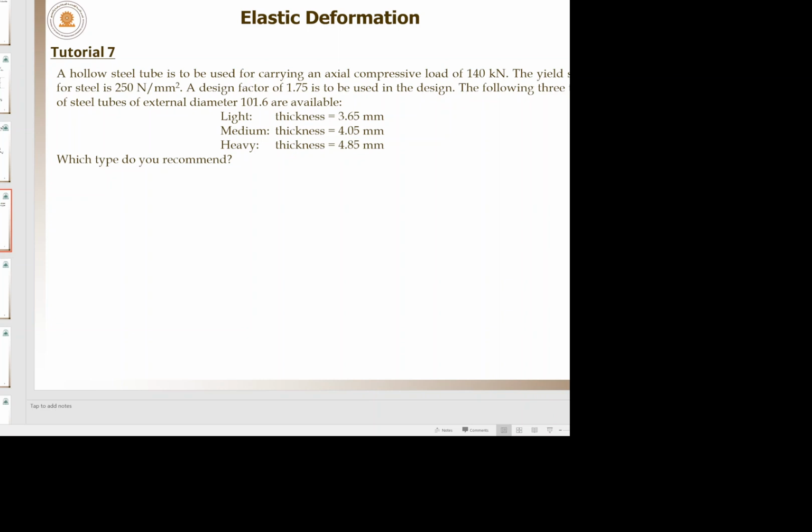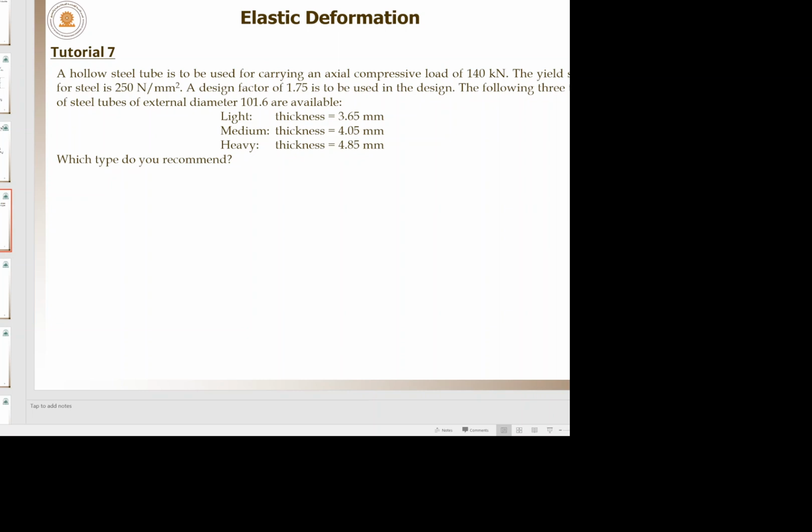So now see here, in this problem, a hollow steel tube is to be used for carrying an axial compressive load of 140 kilonewton. The yield stress for steel is 250 Newton per millimeter square. He gives me sigma y. A design factor of 1.75 is used. He already gave you the factor of safety.